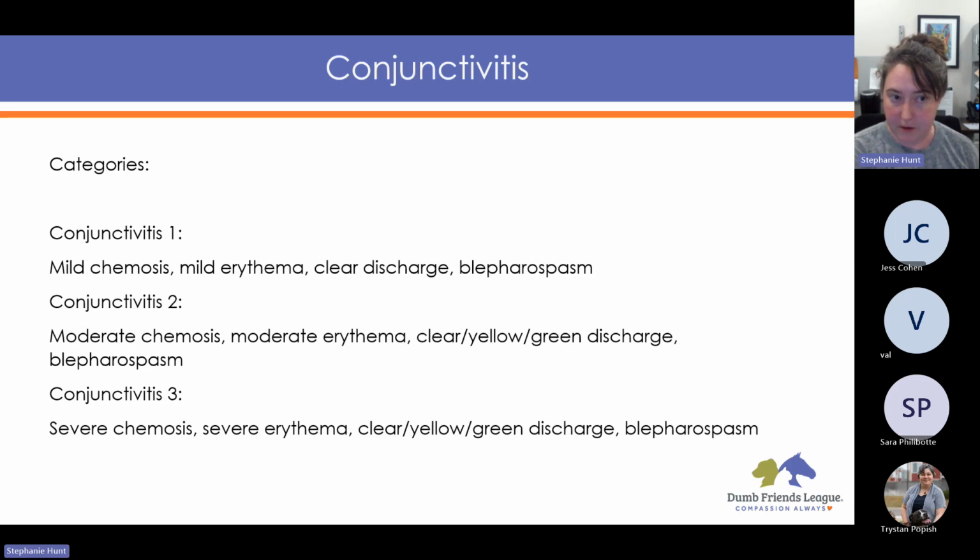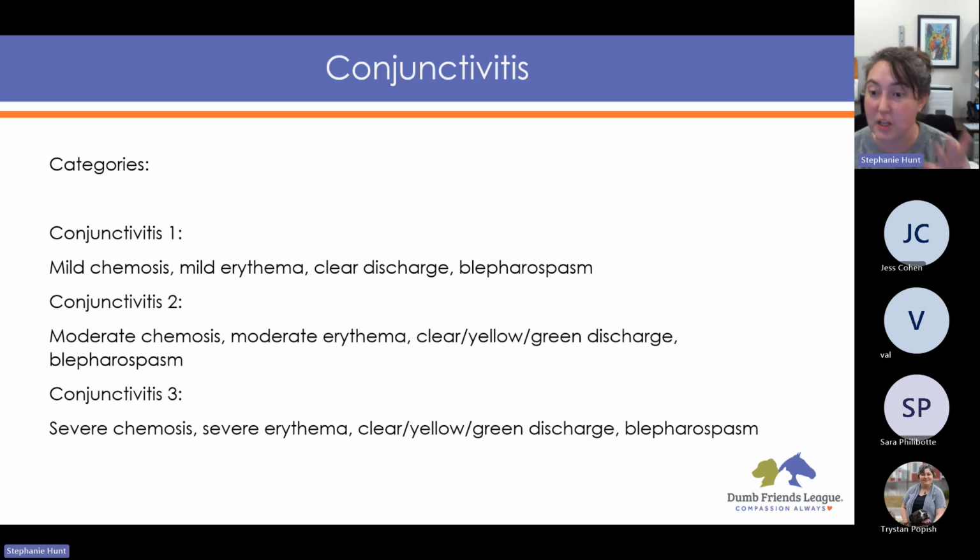So moving from upper respiratory to conjunctivitis. Conjunctivitis is another situation where we do grade it as a 1 or a 2 or a 3. Similar to upper respiratory, you're going to see the same symptoms, but they're going to be more severe as you hit a 2 or a 3 category. So looking at conjunctivitis 1, mild chemosis, that means that pink mucous membrane that's inside of the eyelids is swollen and irritated. Mild erythema is going to be redness, so just red eye.